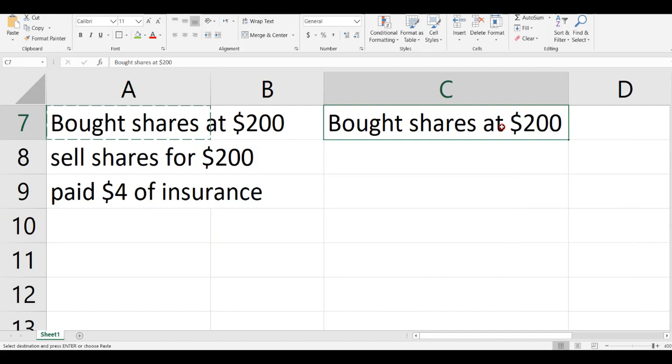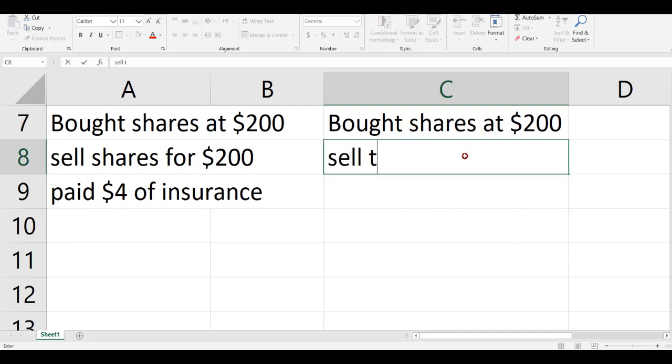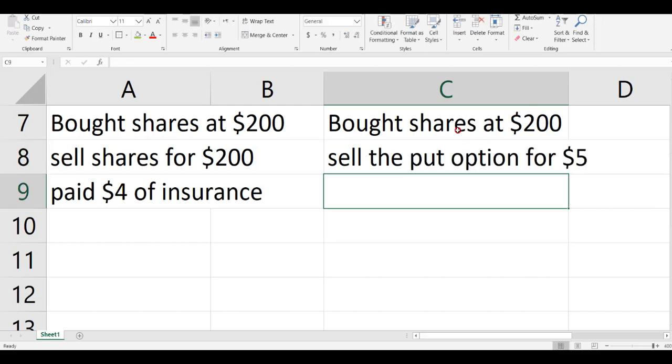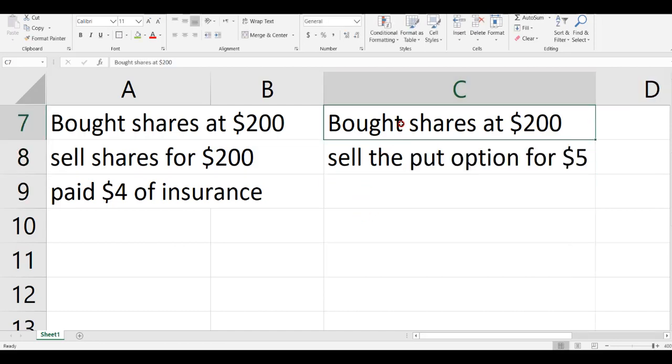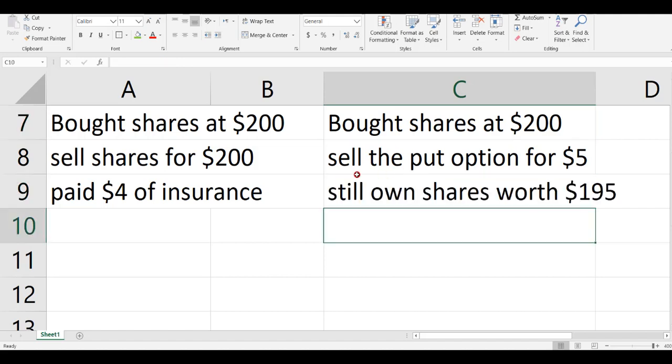So in essence, they saved $1 per share. Their other option is to keep their shares that they bought at 200 and just sell the put option that they bought at $4, sell it for $5, so they make $1 profit from the put option, but they still own shares that are worth $195, so $5 less than what they bought them for. But it's an unrealized loss because they didn't sell yet, and they made a profit of $1 with their put option.